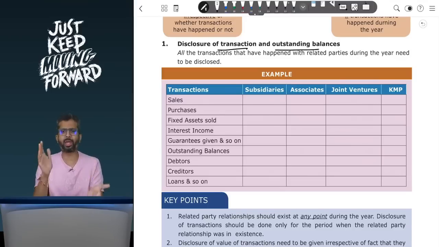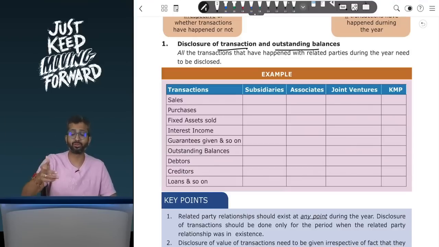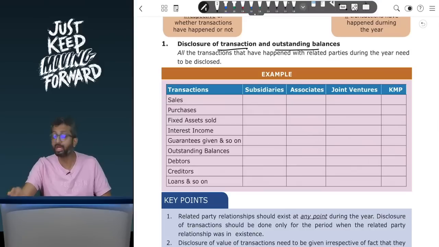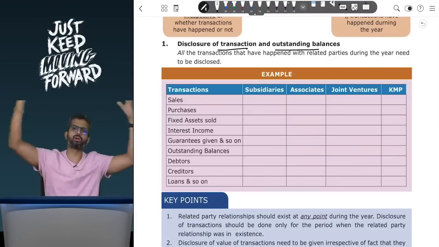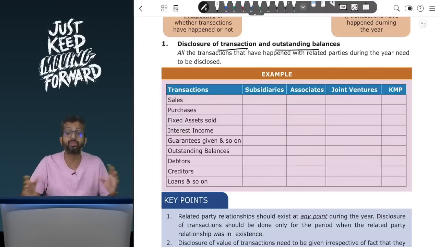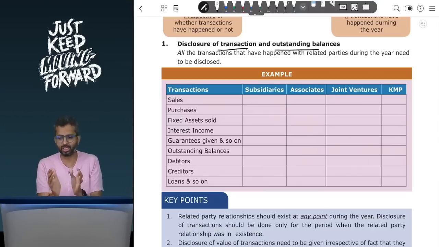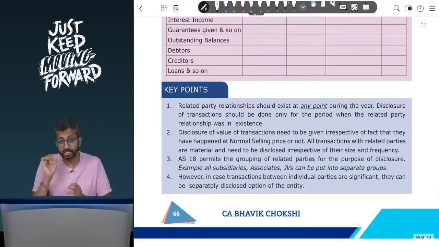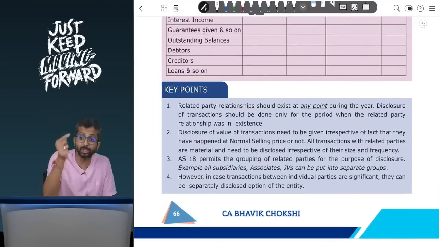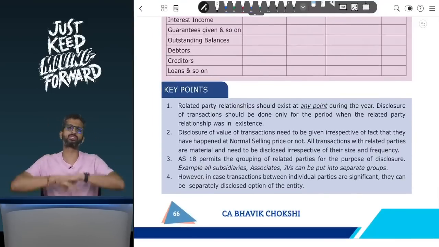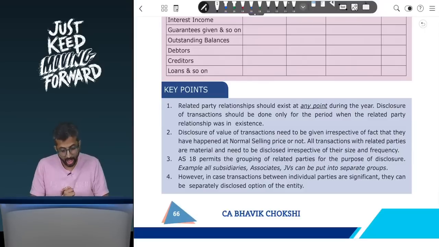Or it might happen that the transactions have been happening in each month. There are sales. However, the related party relationship came into existence only in the last 6 months. Then in my P&L, I will show the incomes and expenses for all the 12 months. However, in the related party report, I will do that only for those 6 or 7 months when the related party relationship was in existence. Disclosure needs to be given only for the period when the related party relationship was in existence and not for the entire year necessarily.